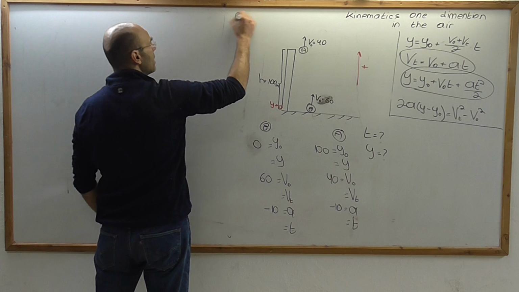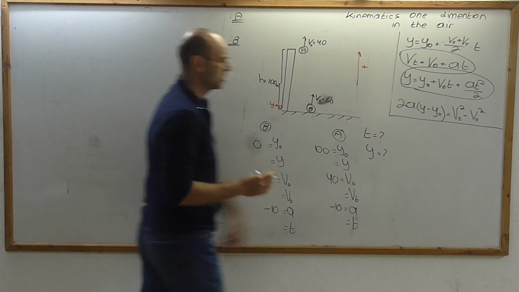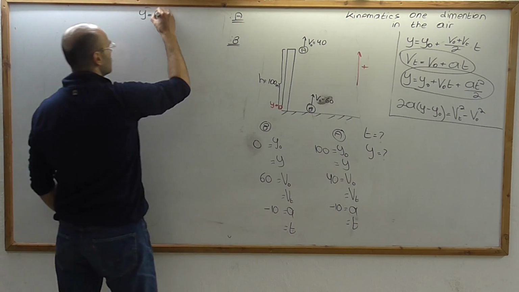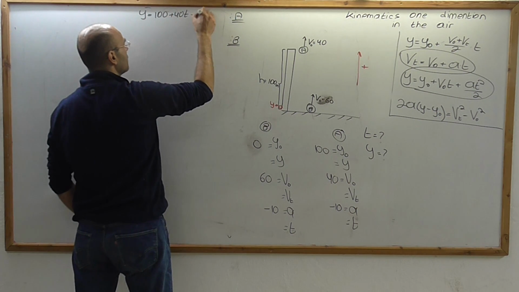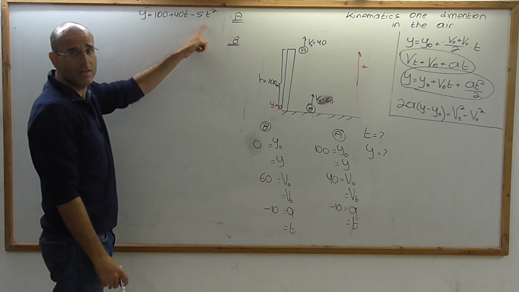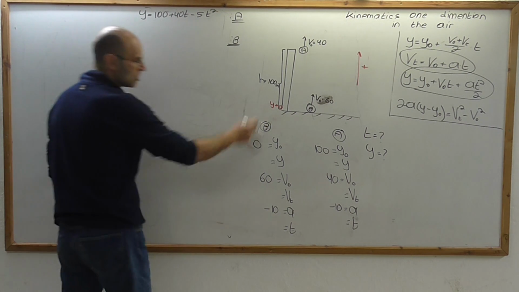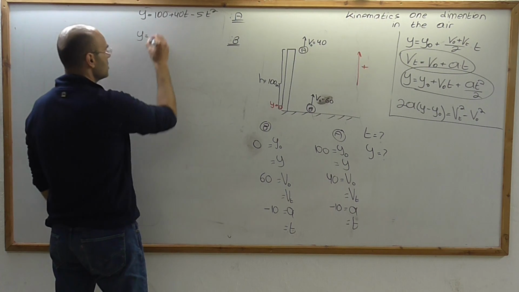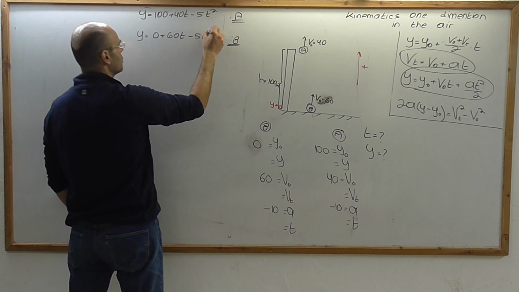Okay, so I write for A and for B, I write the third equation. So y equals y0, and for A, 100 plus 40t minus 5t squared. This is the position of ball A for every time I want. Okay, if I know the time, I know the position. Let's do it for B. For B, so y equals 0 plus 60t minus 5t squared.